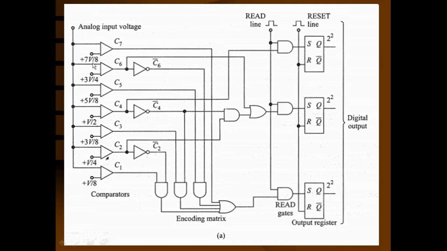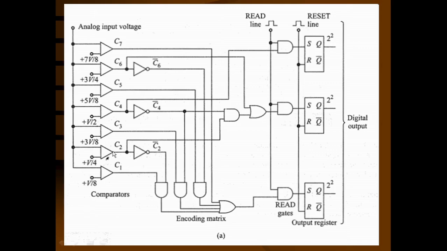And the other input of each comparator is nothing but the reference voltage, and those reference voltages are plus V by 8, then plus 2V by 8, then plus 3V by 8, then plus 4V by 8, then plus 5V by 8, then plus 6V by 8, then plus 7V by 8. The output of the comparator is going to be high whenever the analog input voltage exceeds the reference voltage. Otherwise, the output of the comparator remains low.